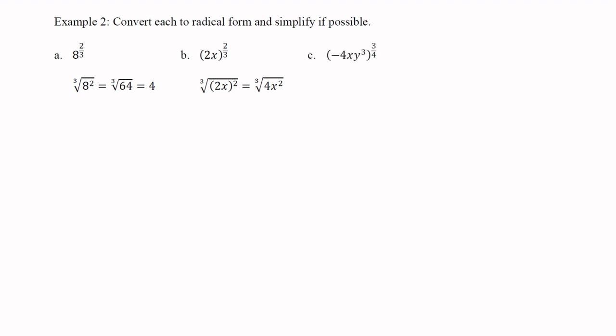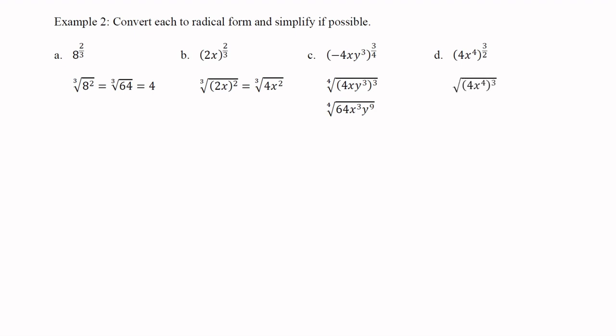For C, we have negative 4xy cubed to the 3/4. So we're going to take the fourth root of 4xy cubed all to the third power, which would give you 64x cubed y to the 9th when you use your product rule or power to a power rule and multiply your exponents. And then for D, we've got 4x to the 4th to the 3/2.